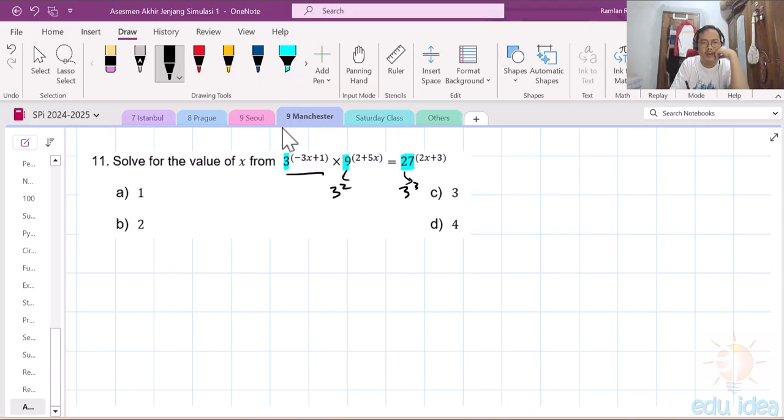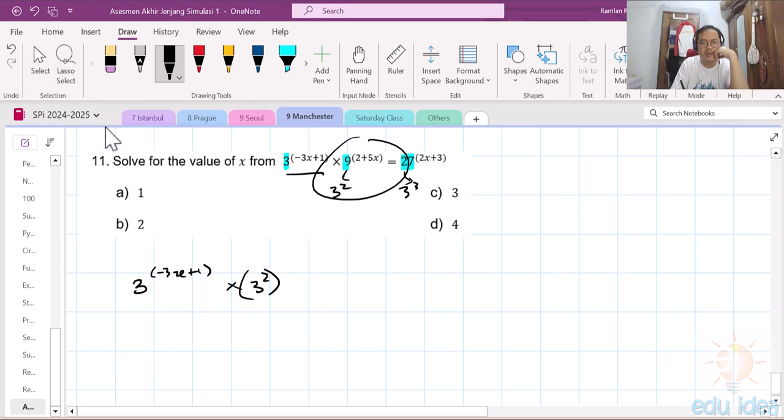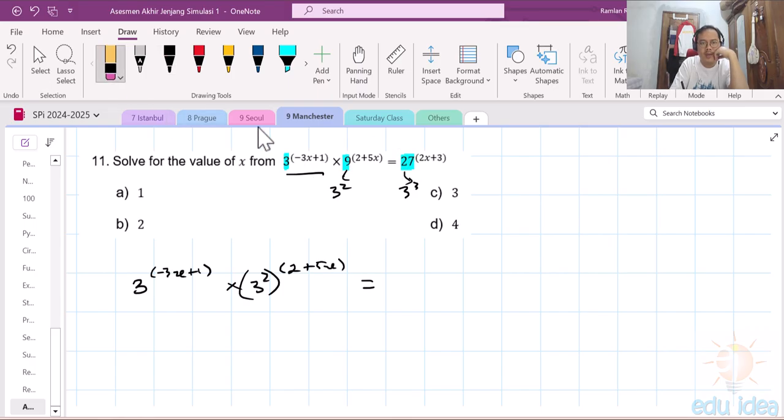So if we rewrite that again, we get 3 to the power of -3x plus 1. And then this guy here, I'm going to write as 3 to the power of 2, replacing the 9, and the one in the power stays the same, so it's 2 plus 5x, right? And then on the right side, 27 can also be written as 3 to the power of 3. So that will be 3 to the power of 3, and then to the power of 2x plus 3.